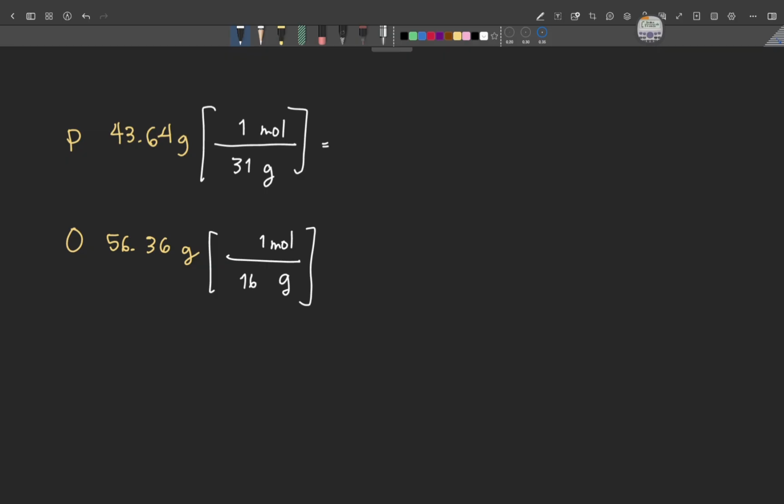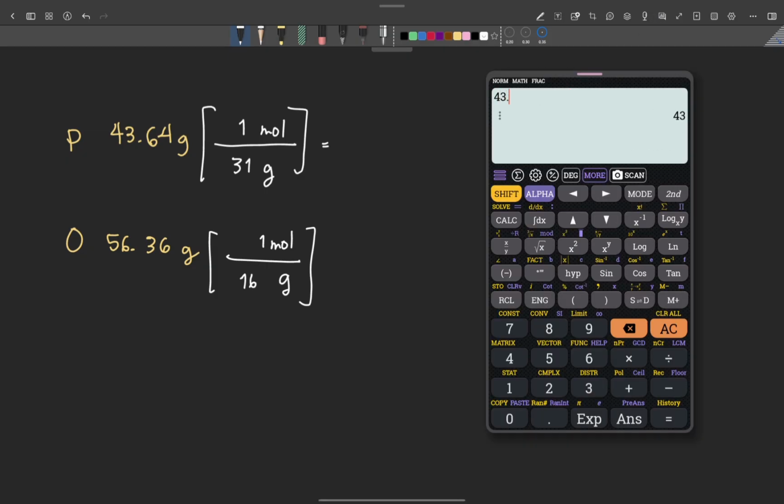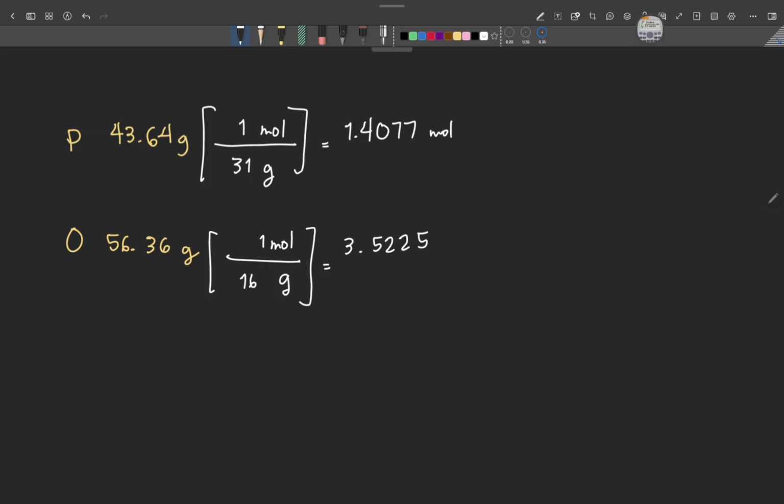So 43.64 divide 31, 1.407. Then 56.36 divide 16, 3.5225 mole. Then we divide it by the lowest. So the lowest is 1.4077 mole.